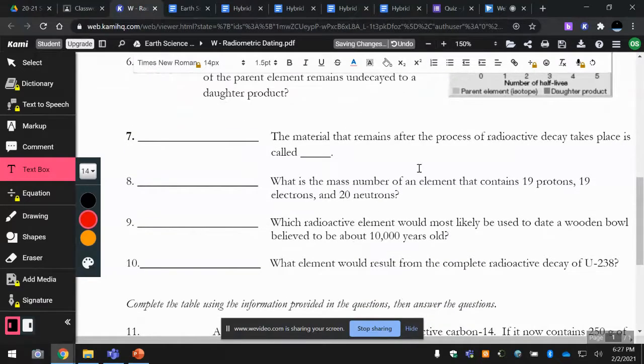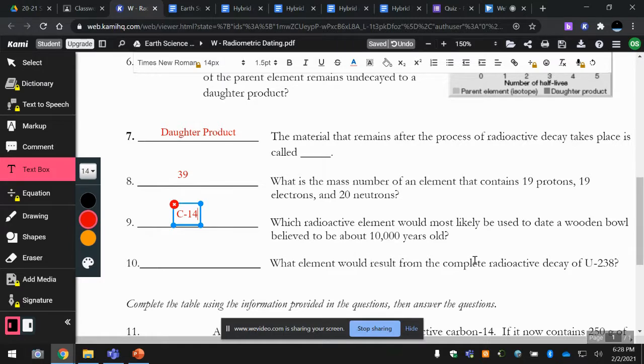Next section. The material that remains after the process of radioactive decay takes place is called, oh boy, that's similar to what we had up there, and that is daughter product. Just noticed that. Hopefully you'll know it because we got it twice here. What is the mass number of an element that contains 19 protons, 19 electrons, and 20 neutrons? Remember, mass number is protons plus neutrons, so 19 plus 20 would give us 39 for this one. Which radioactive element would you most likely use to date a wooden bowl? Now the wood, or anything once living, we can use carbon-14. So the answer here would be carbon-14. You could write that carbon and then -14 or C14.